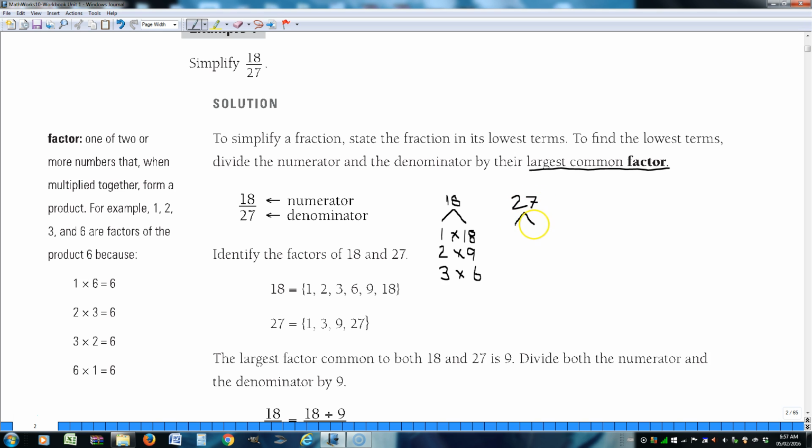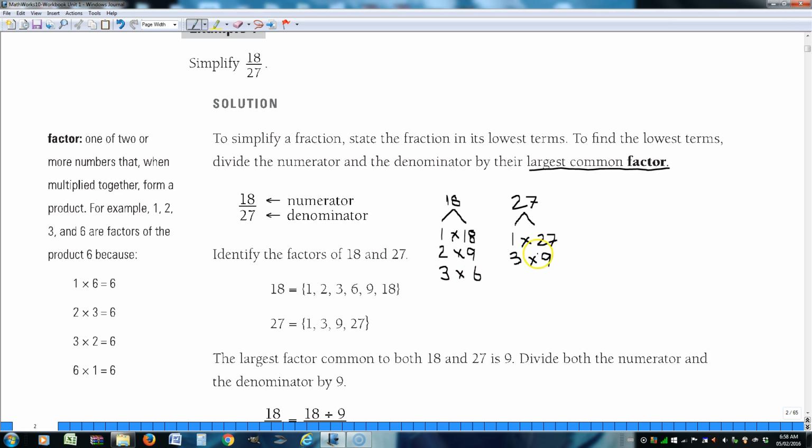So 27 is a product of 1 times 27. 2, no, 2 does not go into it. This is not an even number. So we're counting up the counting numbers, but we're only using the ones that work. How about 3? 3 does go. 3 goes into 27 9 times. Okay, 4 does not go in, 5 does not go in, 6 does not go in, 7 does not go in, 8 does not go in, 9 goes in, but 9 is already here, which means we're done. Good, we have identified all of them, so let's take a look and see what is the greatest common factor.